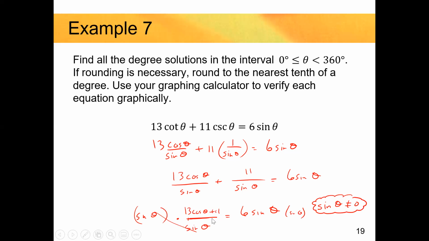Wait, when do you know that sine theta equals 0? When you're multiplying it by? I have to somehow clear the fraction. That's my little problem. So to clear the fraction, I have to multiply whatever's here, but I can't multiply by 0 on both sides. Oh, okay. I can multiply by any other number besides 0. So I just have to declare that for my final answer, I can't have sine theta equal 0. 13 cosine plus 11 sine plus 11 is equal to what? 6 sine squared theta? Is that right?